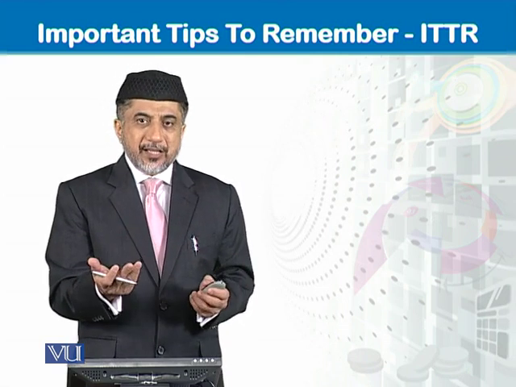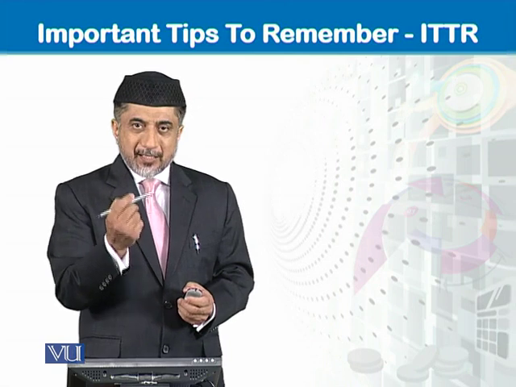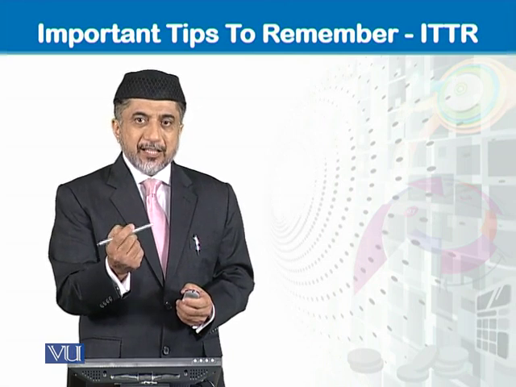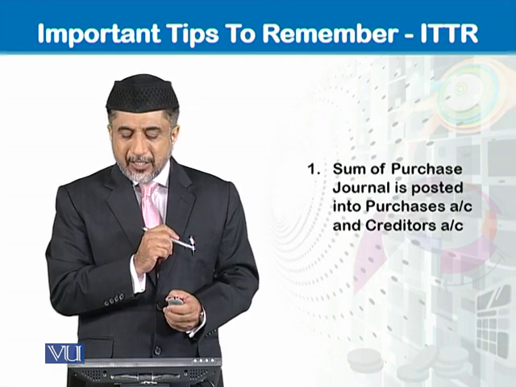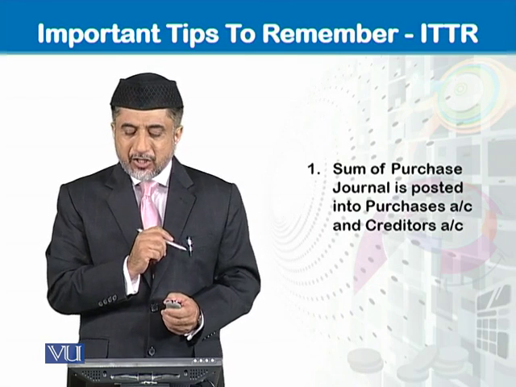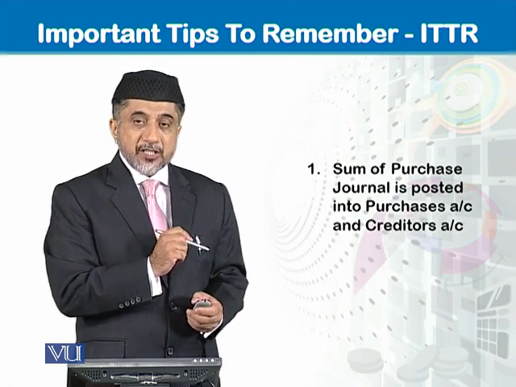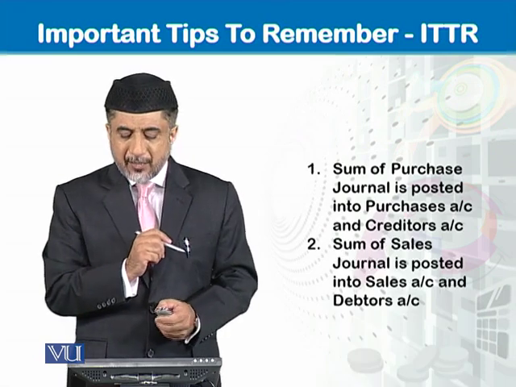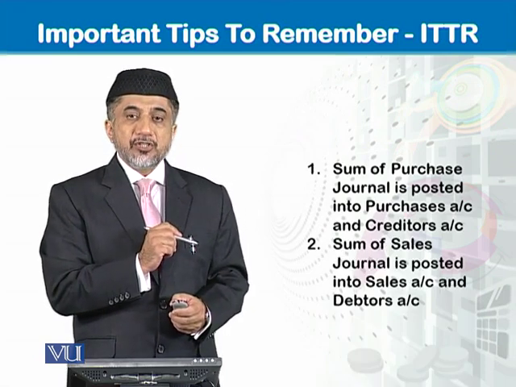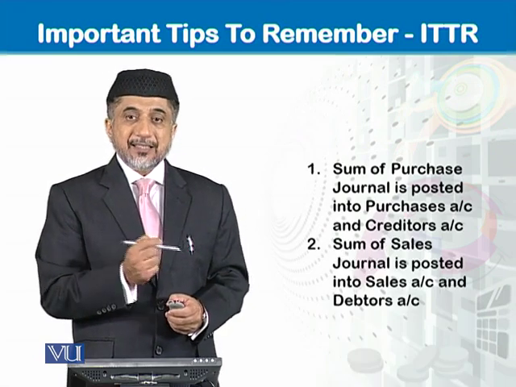So it is very easy to post from subdivided journals into the main ledger. The important tips are: the sum of the purchase journal is posted to the purchases account and creditors account, and the sum of the sales journal is posted into the sales account and debtors account.